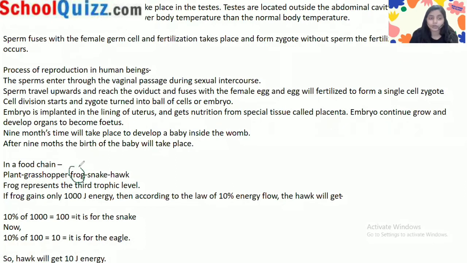Firstly you have to tell them what the third trophic level in the food chain is. This is the frog. The frog is the third trophic level. Now if the frog gains 1000 joule energy, then according to the law of 10% energy flow, what is the law of 10% energy flow? Suppose there is a chain, like we take the example of this chain: a plant, then grasshopper, then frog, then snake, and then the hog, right? So where does the plant gain the energy from? It gains the energy from the sunlight, from the sun, right?